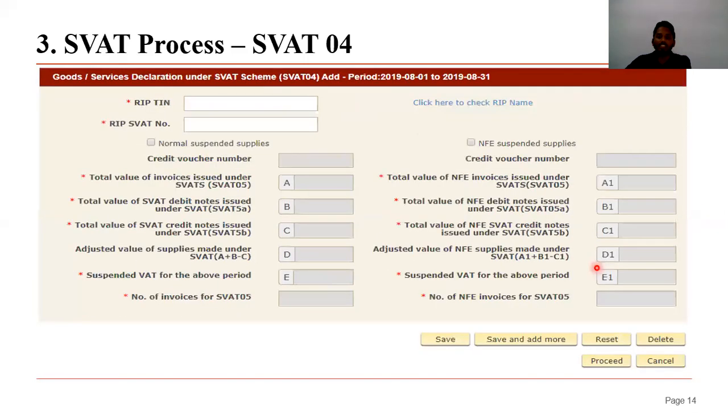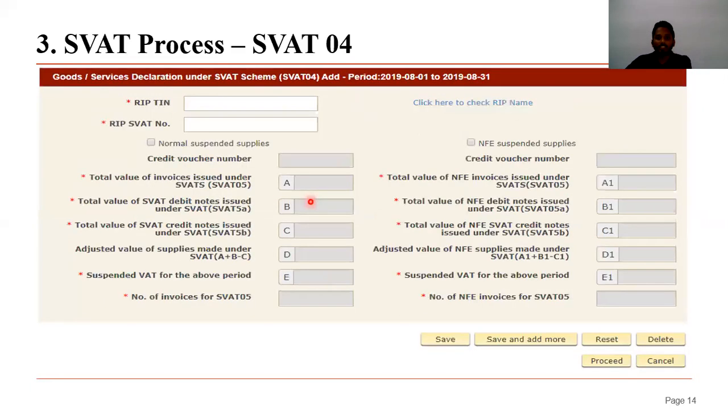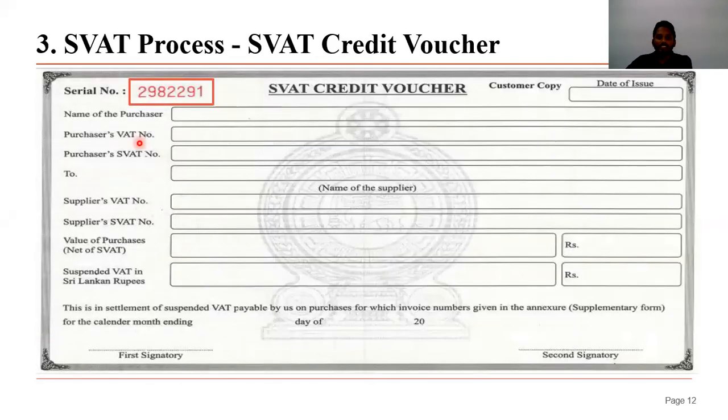Then what is the credit voucher? Because they are going to enter the credit voucher here. Then what is the credit voucher in SVAT terms? The SVAT credit voucher sample format is here. This is the physical SVAT credit voucher number. This is the number they are required to enter into the system, by mentioning CRV in front of this number.